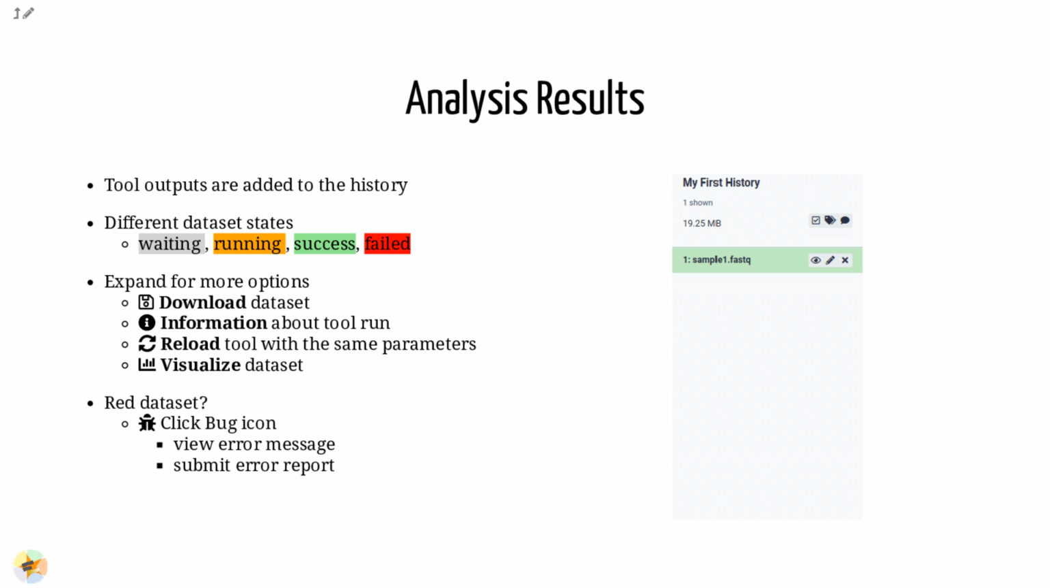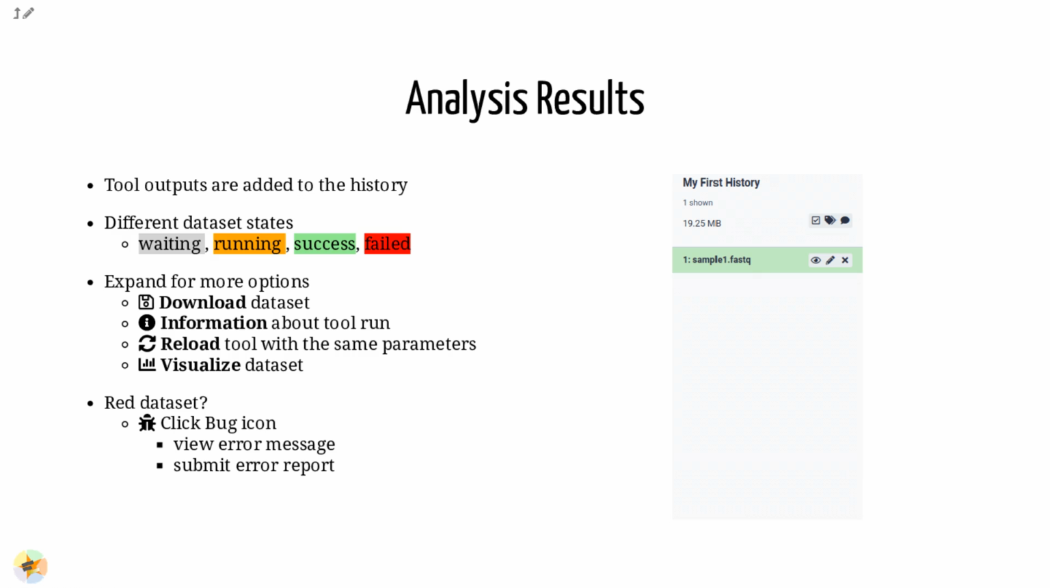The results of the analysis will be added to your history. You will see these output files go through various states. When a dataset is gray, it means it is waiting to run. When it turns orange, it means the tool is running. When the tool is finished, the outputs will turn green if the tool ran successfully. You can then click on the history item to get more information and options. For example, you can download the file to your computer, or you can reload the tool with the same parameters. There is also an option to visualize your data.